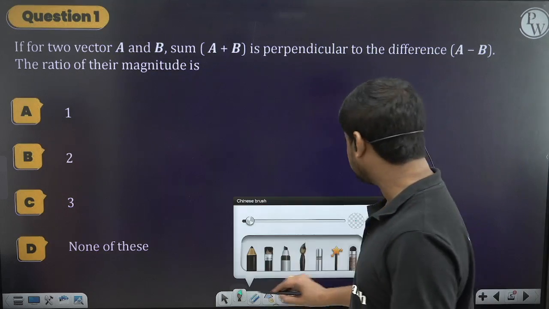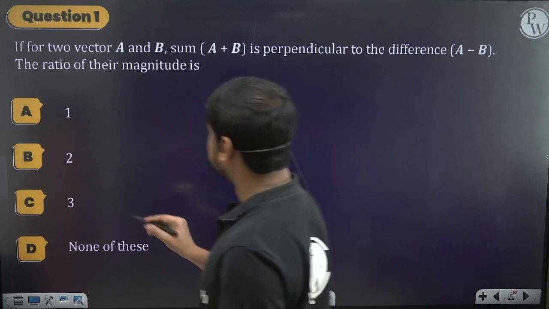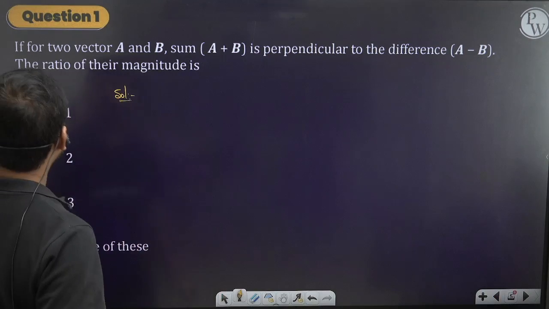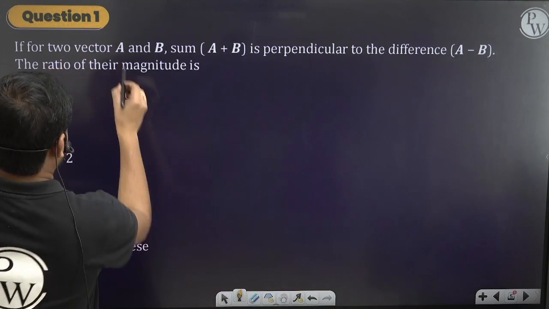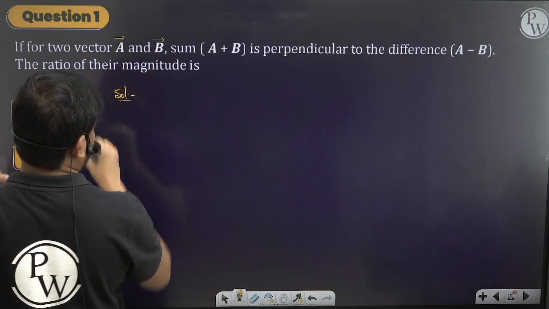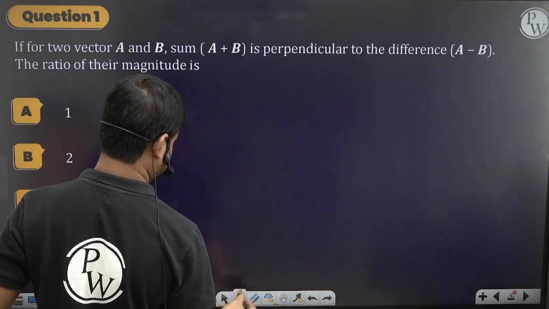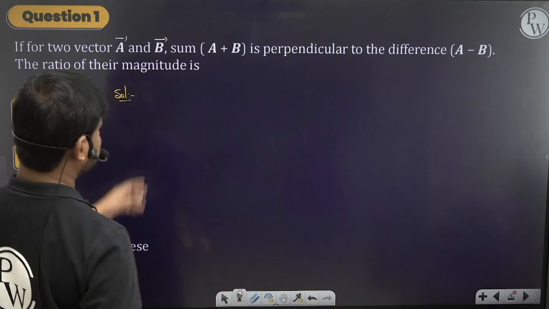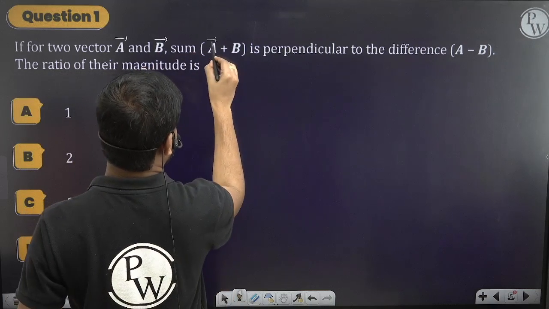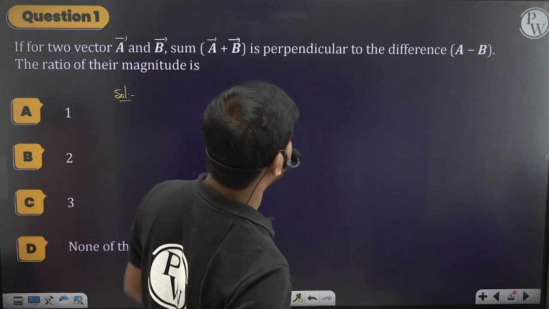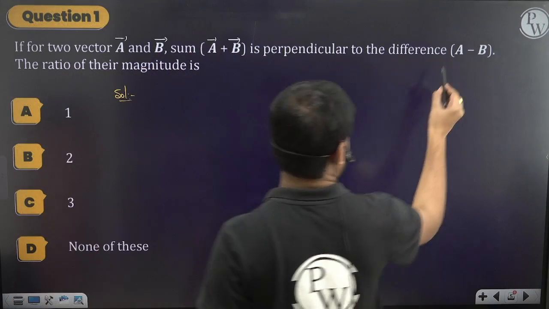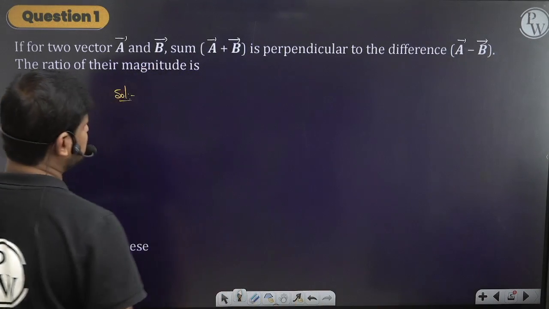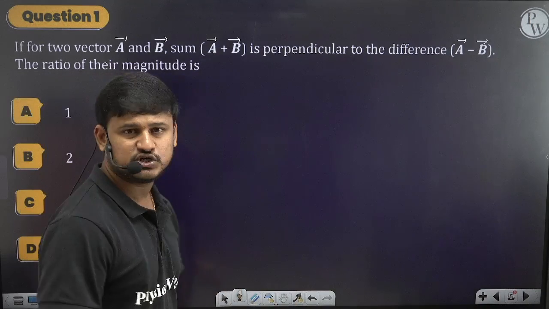So let's see one question, guys. Whenever a question appears, just pause the video and try along with me. For two vectors A and B, they said A and B are two vectors. So A is a vector and B is a vector. The sum A plus B is perpendicular to the difference A minus B. Then they are asking us the ratio of their magnitudes.